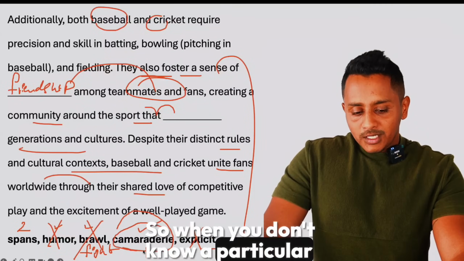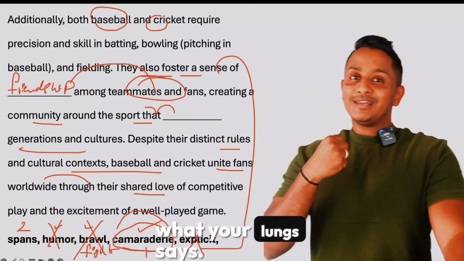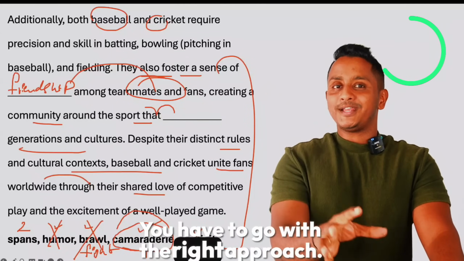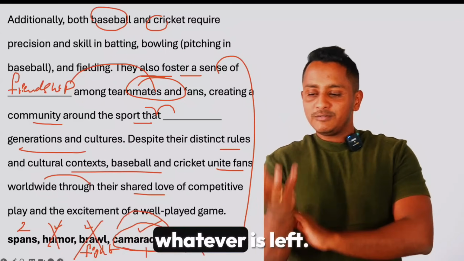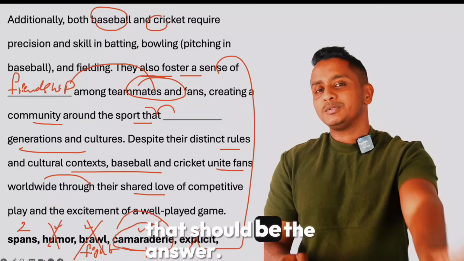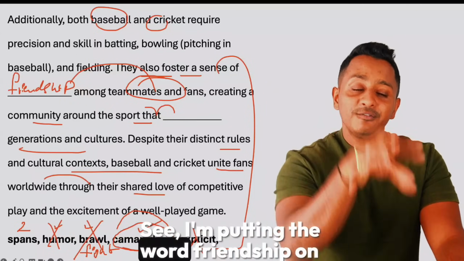So when you don't know a particular word, you cannot just go with what your heart says, what your lung says. You have to go with the right approach. Elimination method: eliminate the rest of the options, whatever is left. If you don't know the meaning of it, that should be the answer. Provided you follow the approach, you put the word on your own. See, I am putting the word friendship on my own.